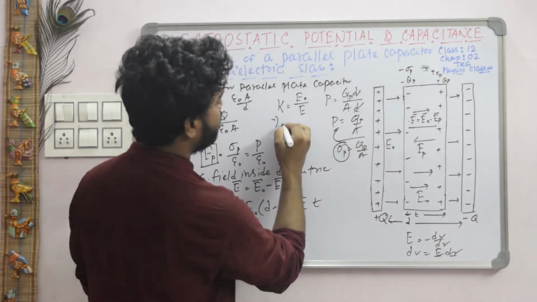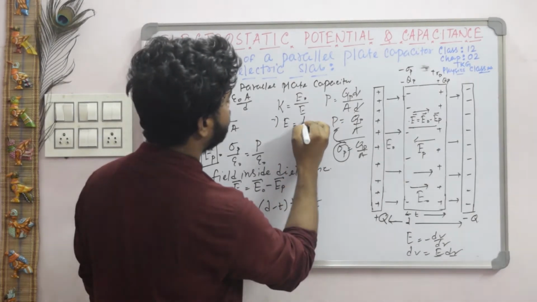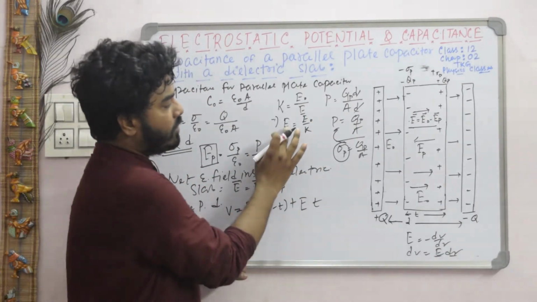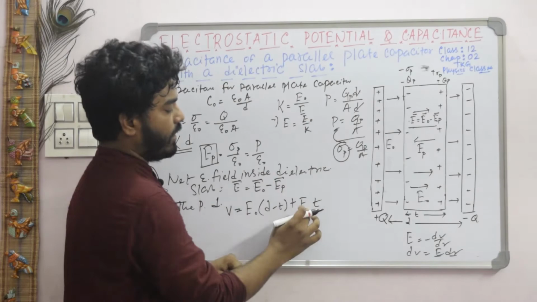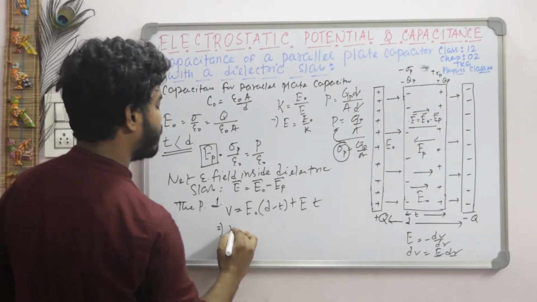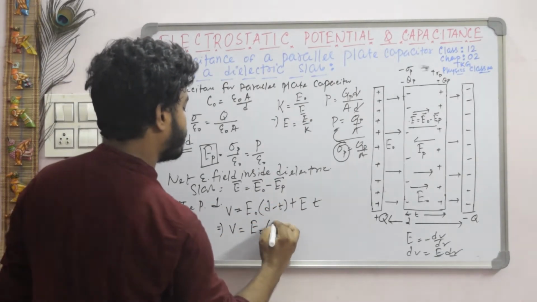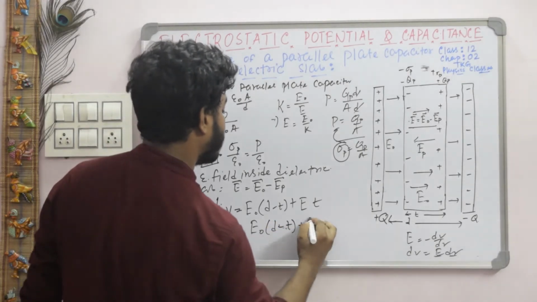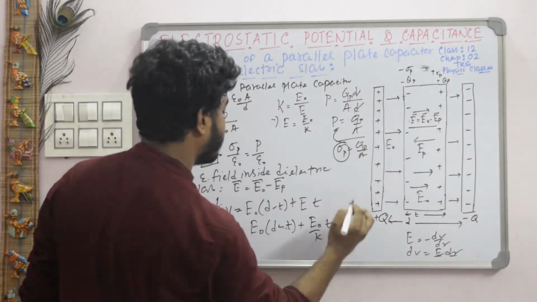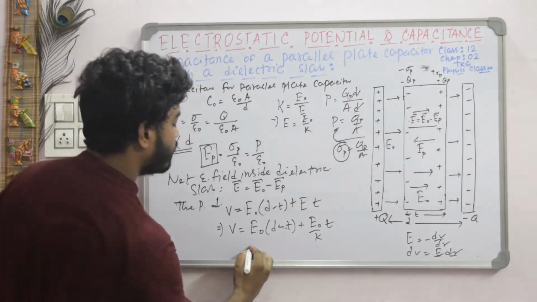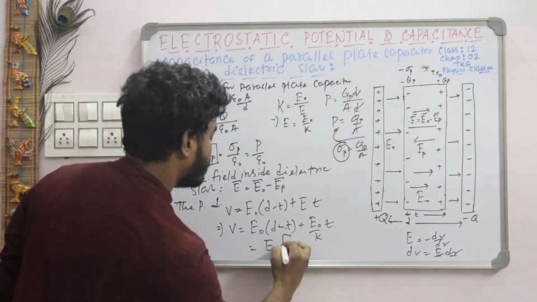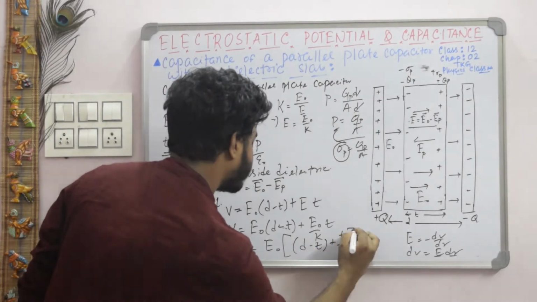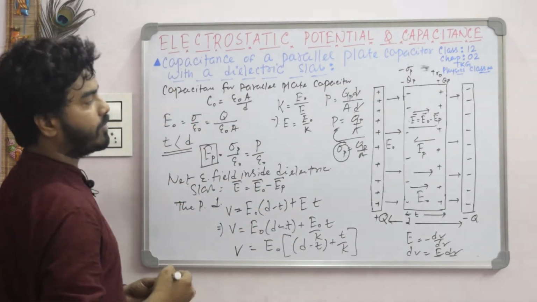So, from here you can say E is equal to E naught by K. Now, in the place of E you write E naught by K here. So, V becomes V is equal to E naught (d minus T) plus E naught by K into T. Take E naught common, and this one will be d minus T plus T by K. This is the potential difference.